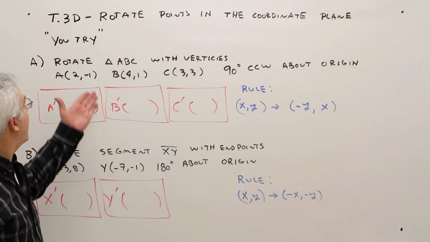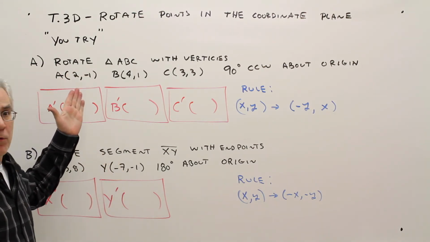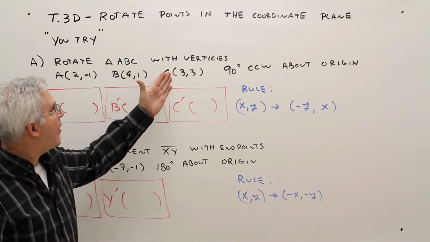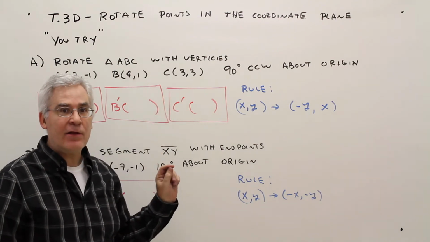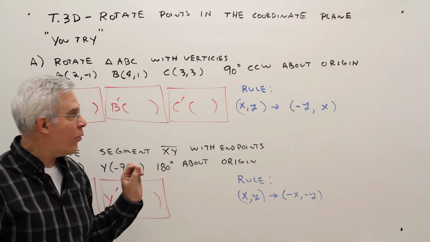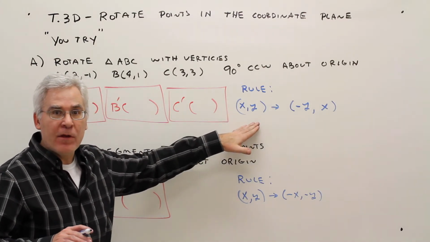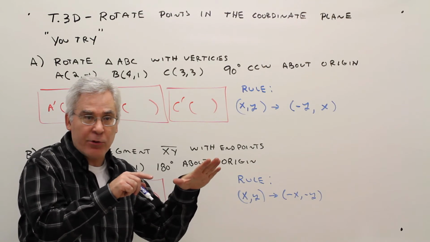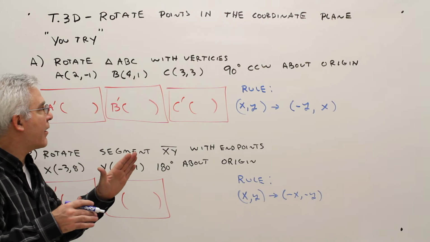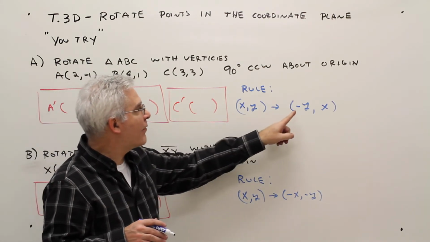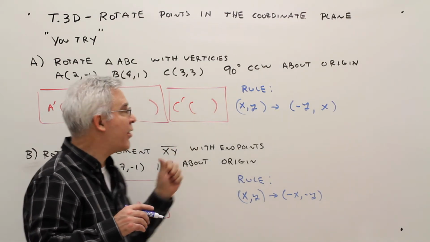Okay, we're going to try some you-try problems now. Part A. Rotate triangle ABC with vertices A, B, and C as shown 90 degrees counterclockwise about the origin. So again, we've got this rule from before. If you forgot it, you quickly derive it like I showed you. The way that I apply the rule is I'm systematic. So x comma y is going to negative y comma x. So I'm going to take those y coordinates, change their signs, and put them first.